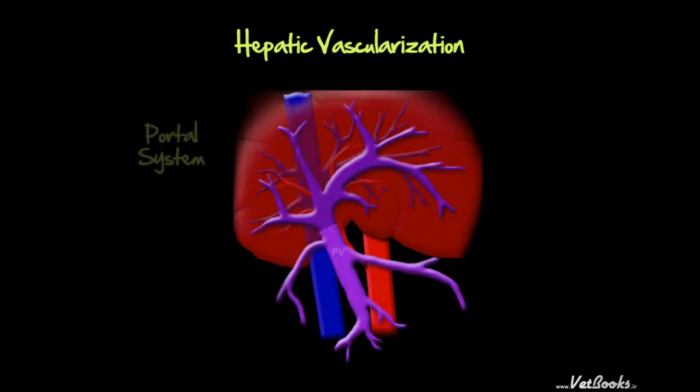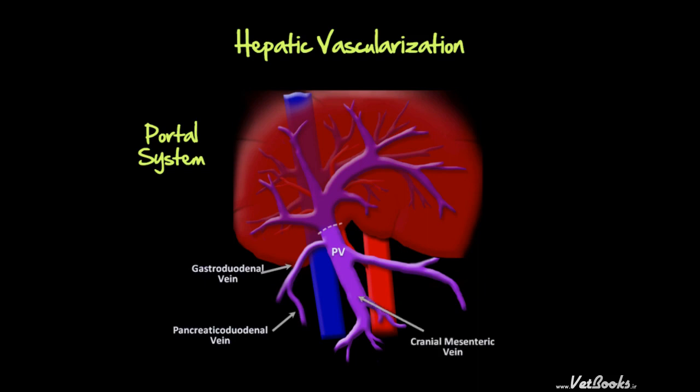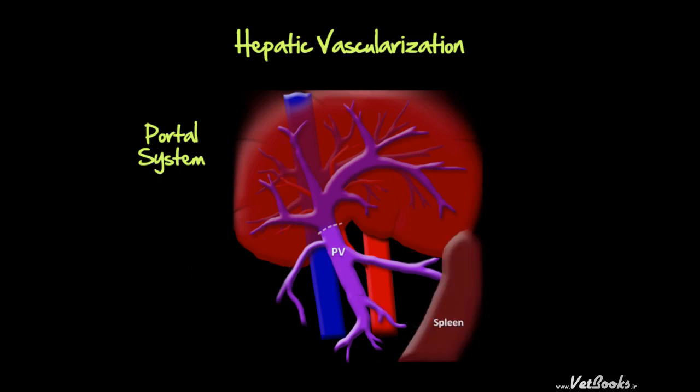The remaining hepatic blood flow comes from the portal vein, which drains most of the abdominal organs. The portal system includes the gastroduodenal vein and the pancreaticoduodenal veins, which drain those organs. The cranial mesenteric vein drains the small intestine in particular, the splenic vein drains the spleen and part of the stomach, and the gastroepiploic vein runs along the greater curvature of the stomach. Venous drainage from the organs moves from caudally to cranially, and from the periphery of the abdomen toward the liver hilus.